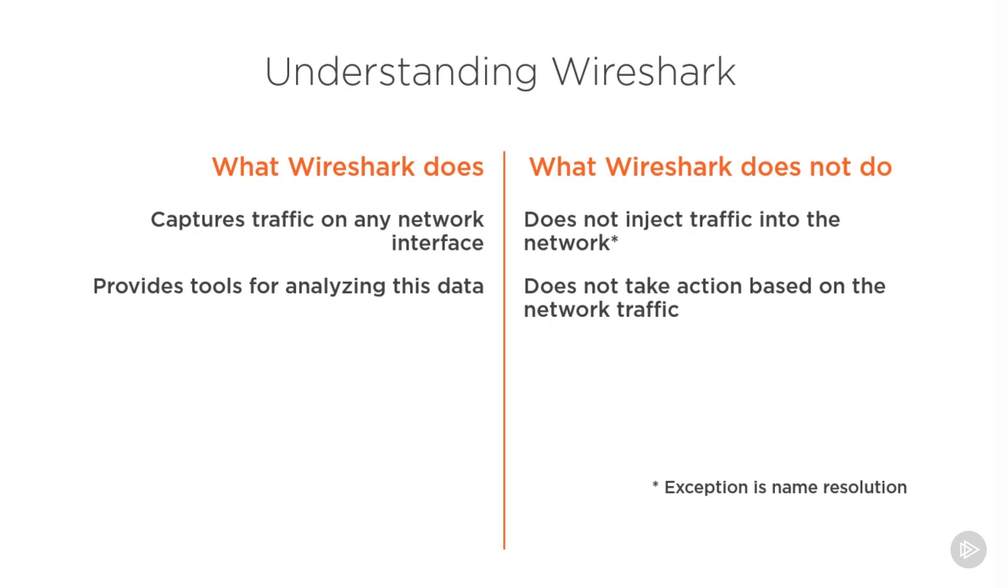Once Wireshark has captured the data, it then provides you a phenomenal, rich set of tools for analyzing those packets that you've captured. But it is not going to take any action on it. So it's not an intrusion prevention system where it will say, oh, I've found this event, therefore I need to do this. Wireshark will display and help you analyze it, but once you've analyzed it, you need to use a different set of mechanisms then to change, reconfigure the network.